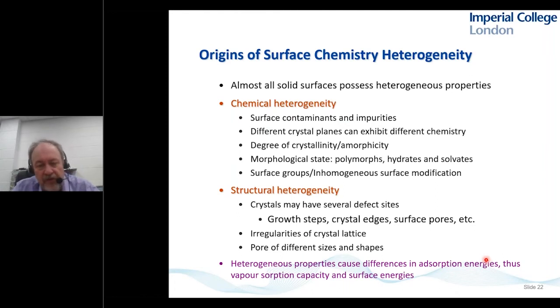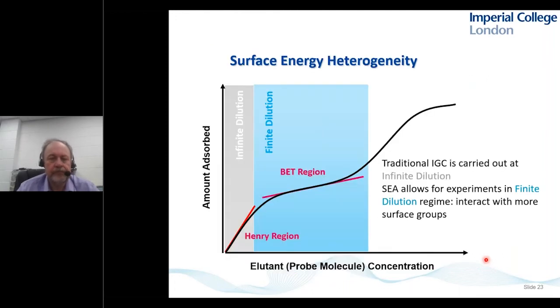There are defect sites, edges, surface pores, crystal steps. There are irregularities in the lattice. There are pore sizes. There's a real large range of crystalline and amorphous properties, defects, and changes that can affect why my material is not homogeneous. So in my eyes, if I've got a crystalline material, or indeed an amorphous material, the chances are it's going to be to some extent heterogeneous. The question is how much? So I just want to take you back to how we're going to do the IGC experiments coming up in a moment.